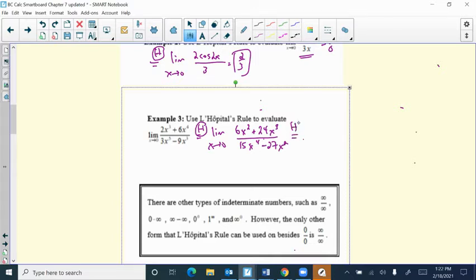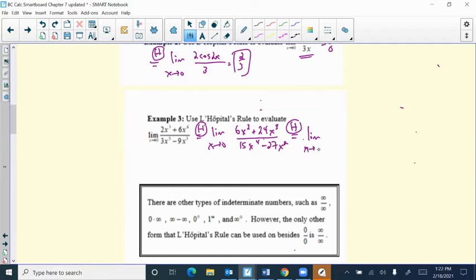So by L'Hopital's rule, we can say it's equivalent to the ratio of their derivatives. So the top becomes 12x plus 72x squared over 60x cubed minus 54x. And again, it's still going to be 0 over 0. So by L'Hopital's rule, we do one more derivative.